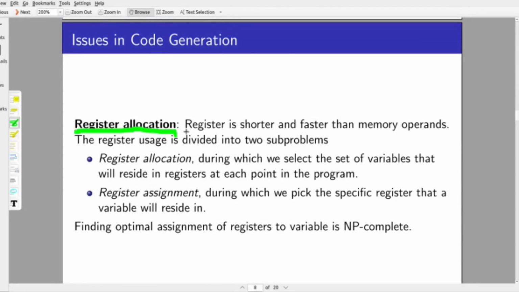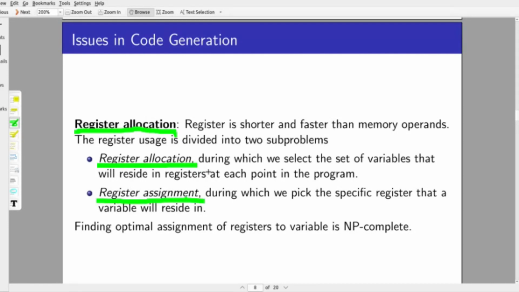And we know that registers are a small memory which will hold information and which is very near to the processing unit. We can use a register as an operand for performing some operations. A register is shorter and faster than memory operands. Because of this feature, the usage of registers is divided into two problems. One is register allocation, the second is register assignment.